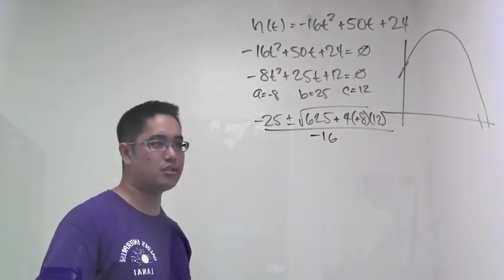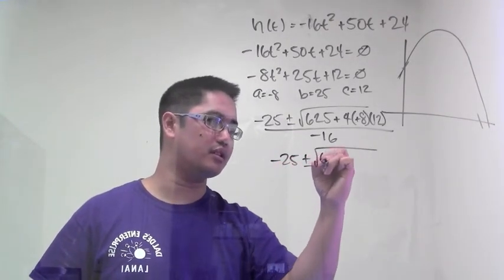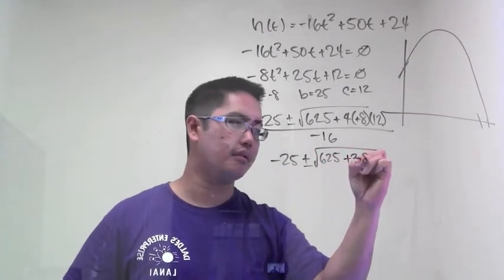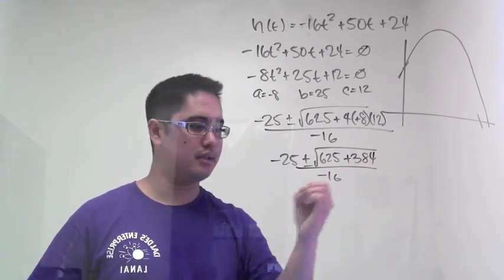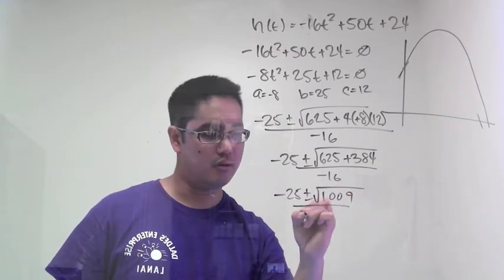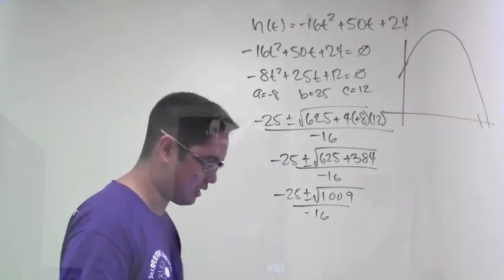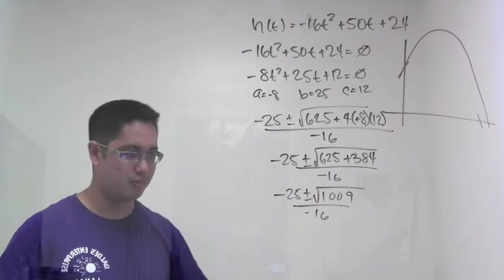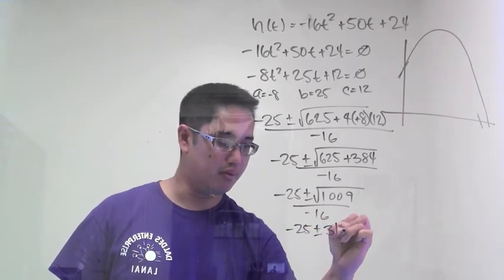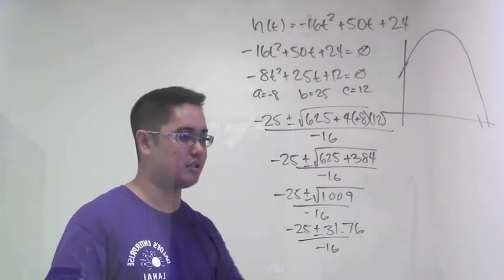Let's do some head calculations here. That would be negative 25 plus or minus the square root of 625. Let's see, 4 times 8 times 12 is 384. Divided by negative 16. Negative 25 plus or minus the square root of 1009 over negative 16. Square root of 1009 is 31.76, I think it is. Yeah, 31.76. So this would be negative 25 plus or minus 31.76 divided by negative 16. So now I take the positive version and the negative version.